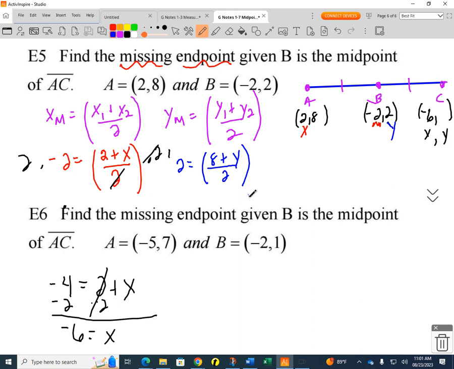Now we're going to solve that equation. We'll multiply both sides by 2. I'm going to work mine down here so I don't make the same mistake again. So these simplify, and I have 8 plus y.